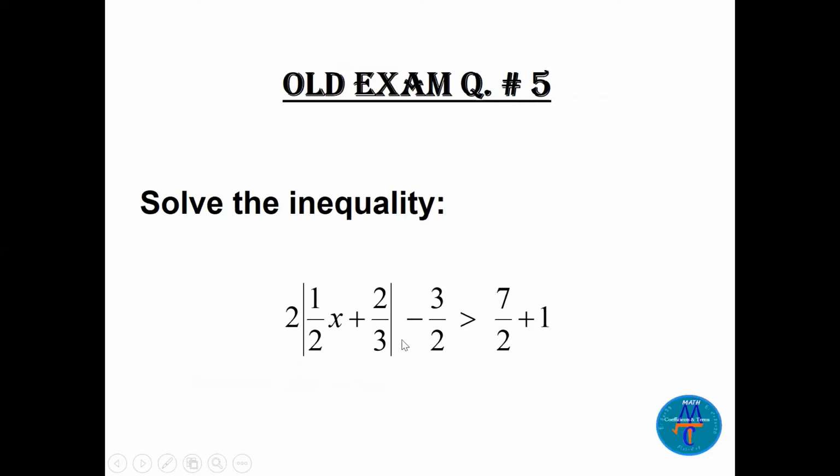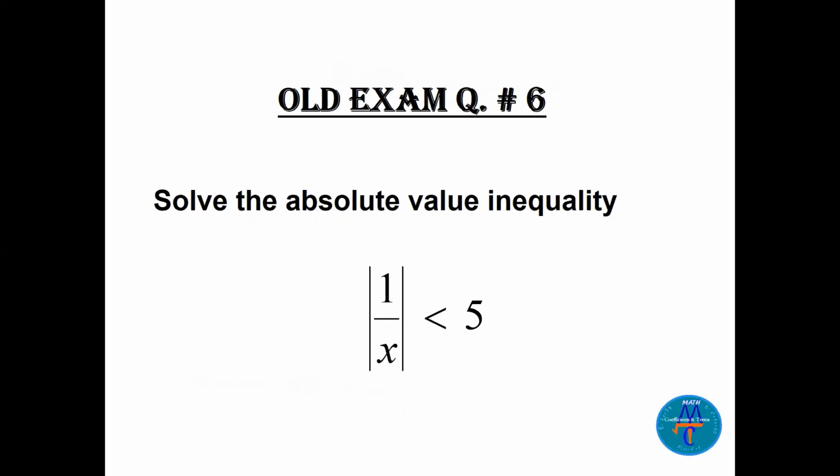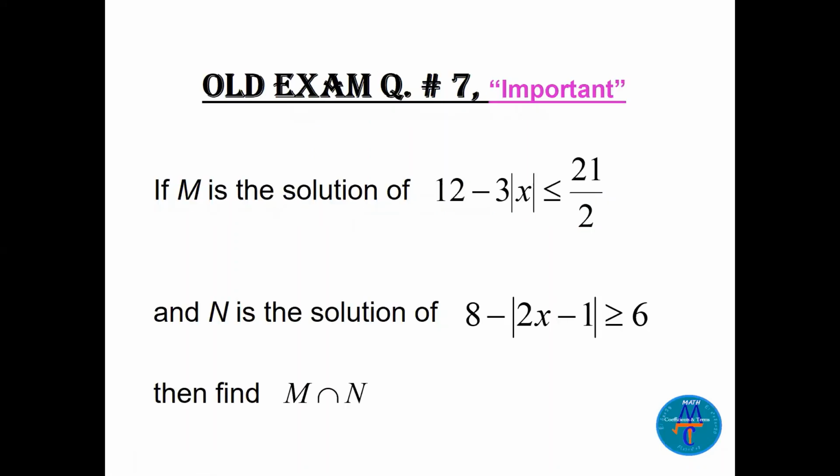Number 5, solve the inequality. We did more than one example similar. And then solve the absolute value inequality, big absolute value less than 5. Remember the rule of taking reciprocal here. This one, the intersection, also we did one. If m is the solution of this, rearrange it for sure. N is the solution of this, rearrange it for sure. Find m intersection n.